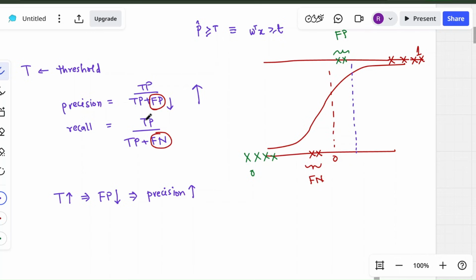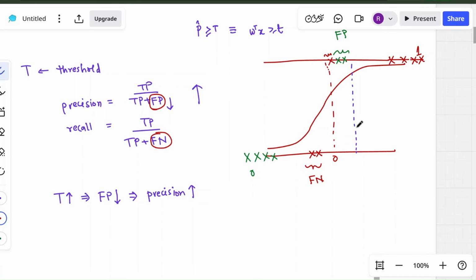Now let us try to understand what happens to the recall when the threshold is increased. To understand that, let me take two more points. Let me take a point here. This is a positive point because it's marked red, and by the initial threshold, it is also being predicted as red, so it's fine, right?